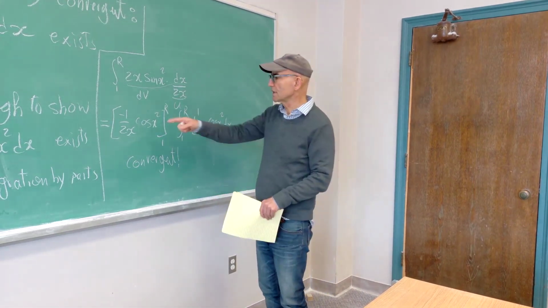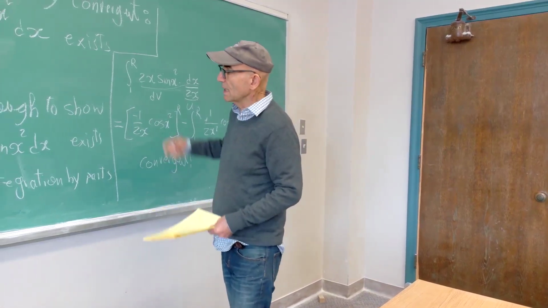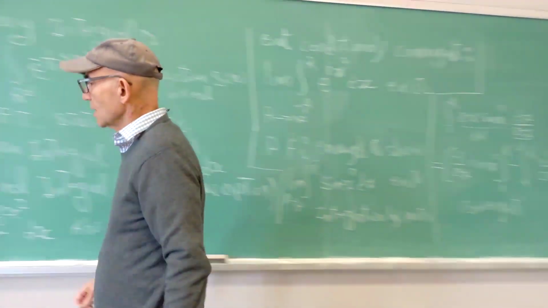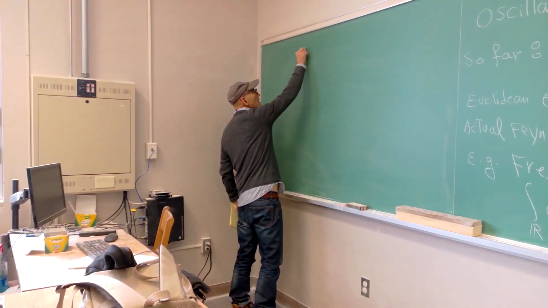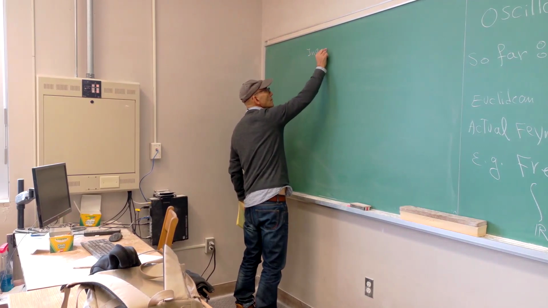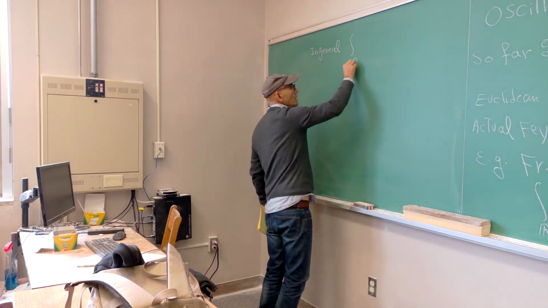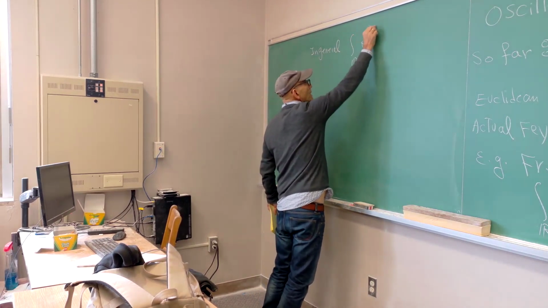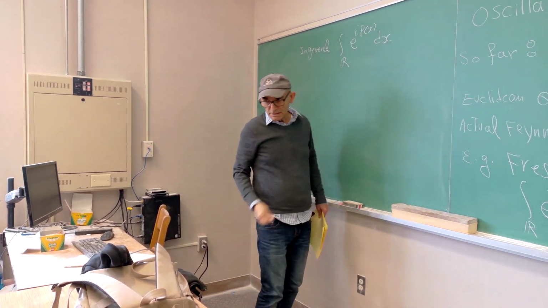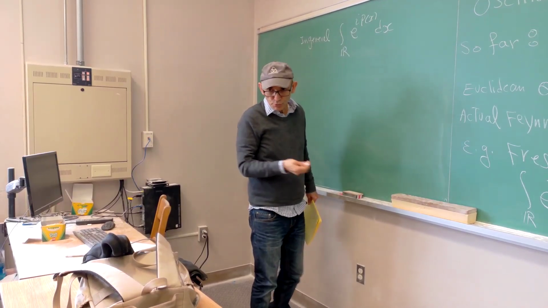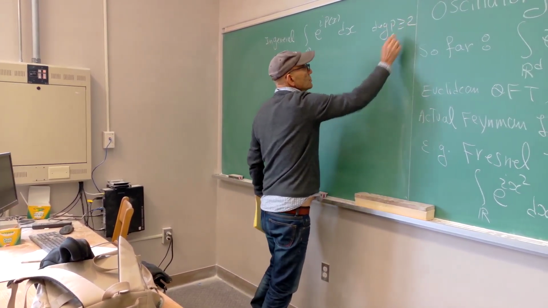So that's the end of the proof using integration by parts. In fact, you can extend this to a more general case. Basically, I can say in general, the integral over R of exponential of i p of x dx, where p is a polynomial of degree bigger than or equal to 2.